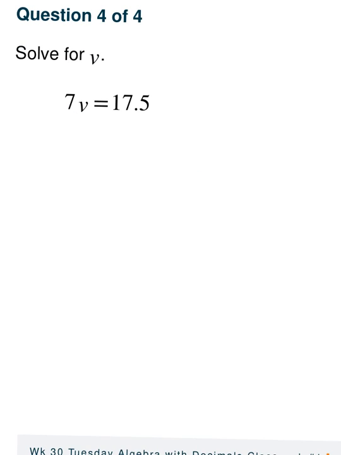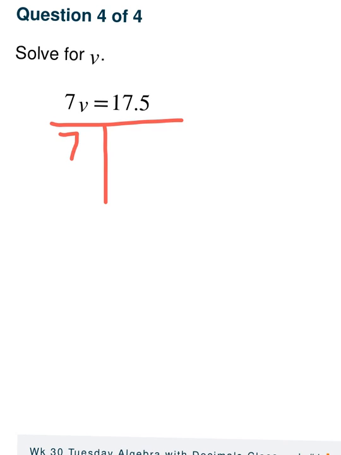Okay guys, last problem. We have 7v equals 17 and 5/10, and we're going to do the same process. I'm not going to rewrite this one because I have enough room here. I'm going to draw my balance first, and then I have to think about what 7v means. Remember 7v, when we're looking at algebra, means 7 times v. That's multiplication. So the inverse of multiplication is division. So what I need to do is divide 7 from both sides to isolate that variable.